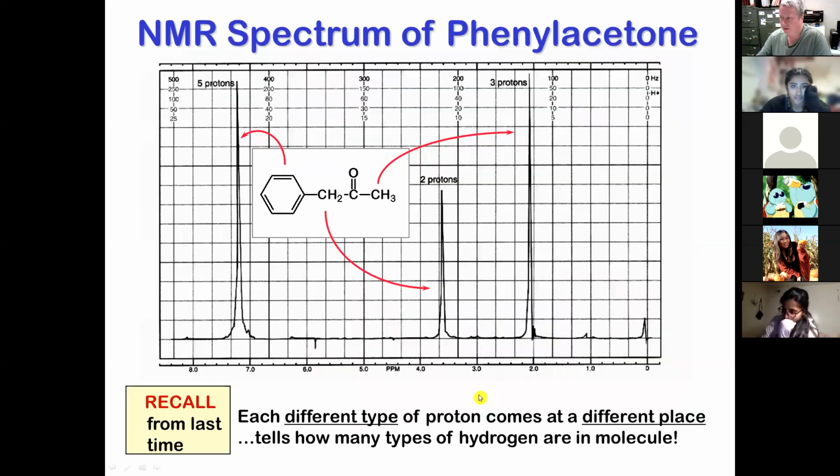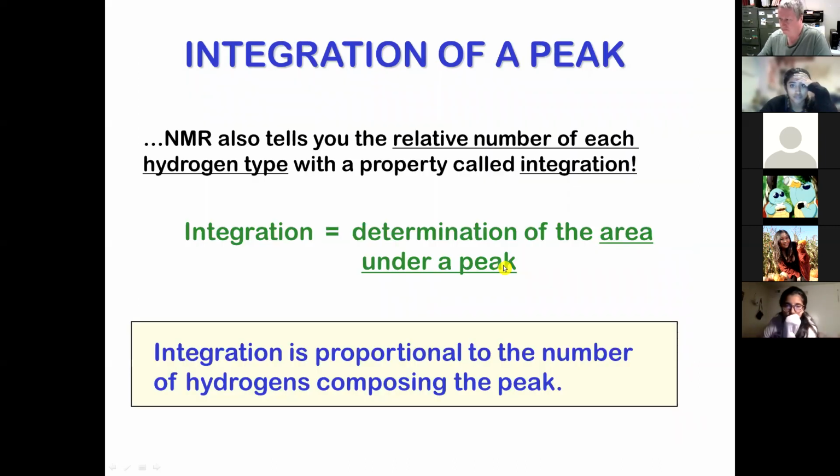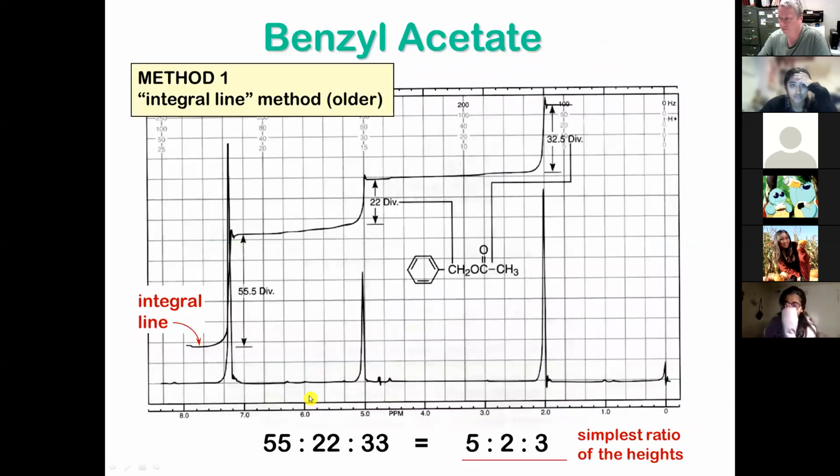Let's go back. The area under the curve is essentially 5 to 2 to 3. So if you calculate the area under the curve, it would be 5 to 2 to 3. Okay. That's what I say. It's proportional to the number of hydrogens composing a peak. And there's kind of 2 ways that integration is done. This is kind of the old way, maybe continuous wave style. You're given a little graph paper printout, and you can calculate the number of boxes, and you're like, oh, that's about 15 and a half.